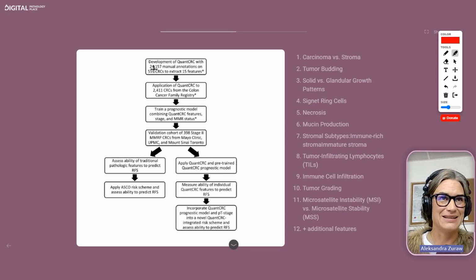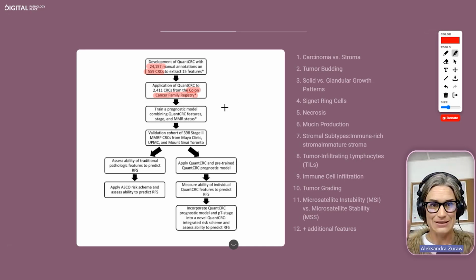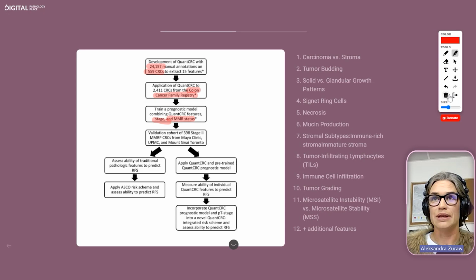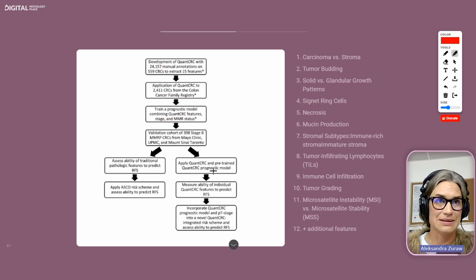So they had these annotations, over 24,000, and they had almost 600 cases, 15 features, and they used a database called the Colon Cancer Family Registry. This is something that Rish Pai was working on. And they trained a prognostic model. So once they had all those features detected consistently, they then combined them into a prognostic model, and they staged it, and they also included the microsatellite instability status.